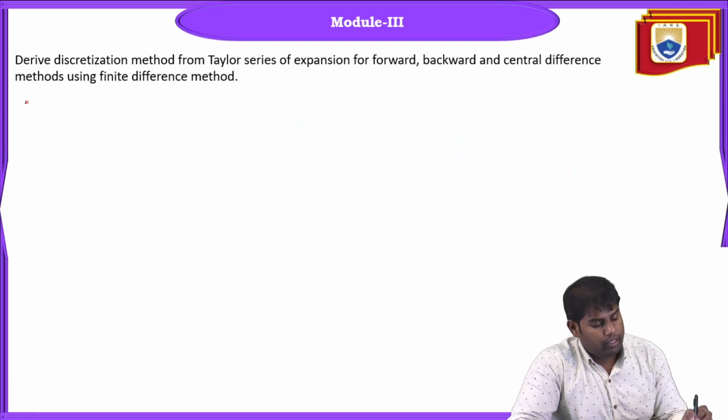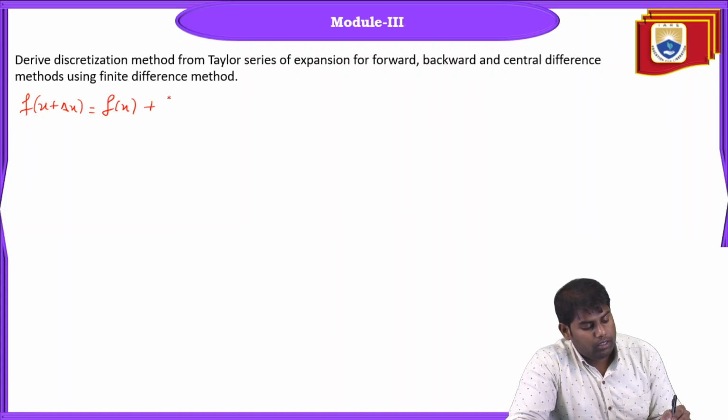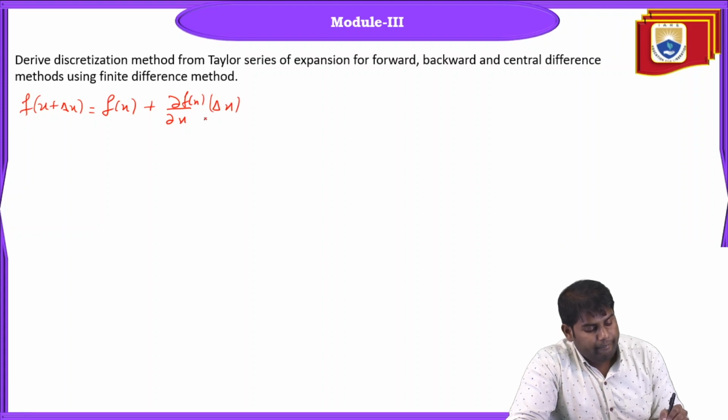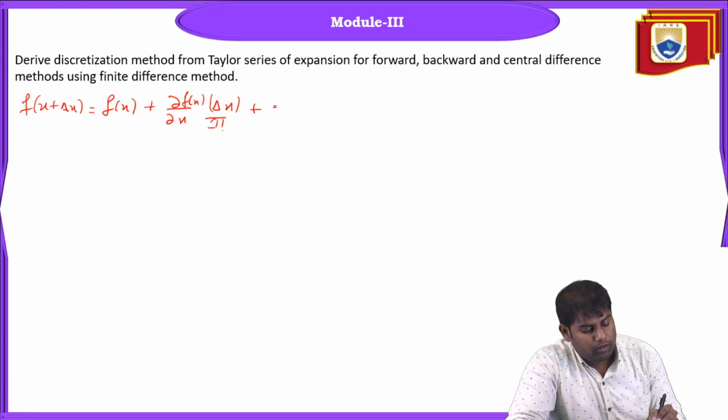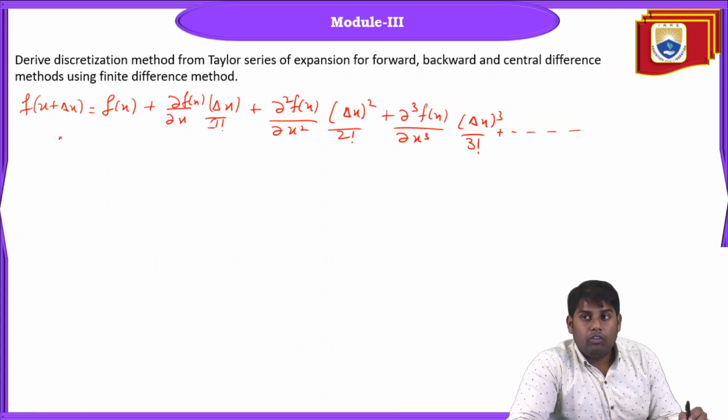So what we'll get, we'll write it again. f of x plus Δx is equal to f of x plus ∂f/∂x of f of x into Δx by 1 factorial plus ∂²f/∂x² into Δx² by 2 factorial plus ∂³f/∂x³ into Δx³ by 3 factorial plus so on. So we have these things. Now what do we do? We rearrange.